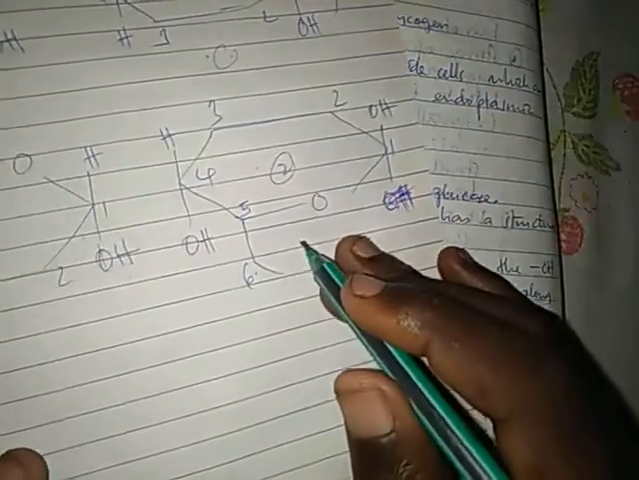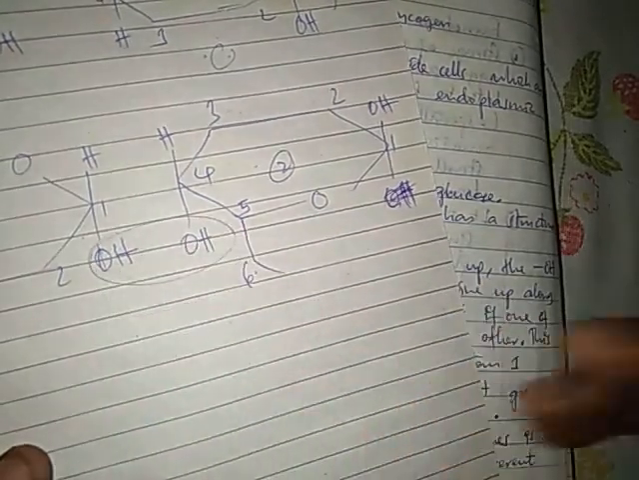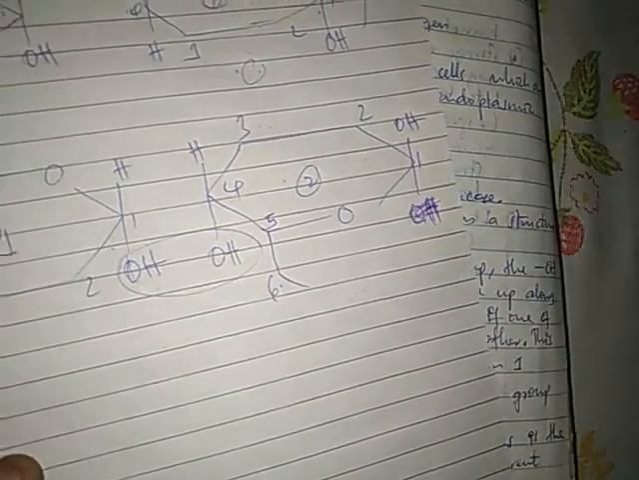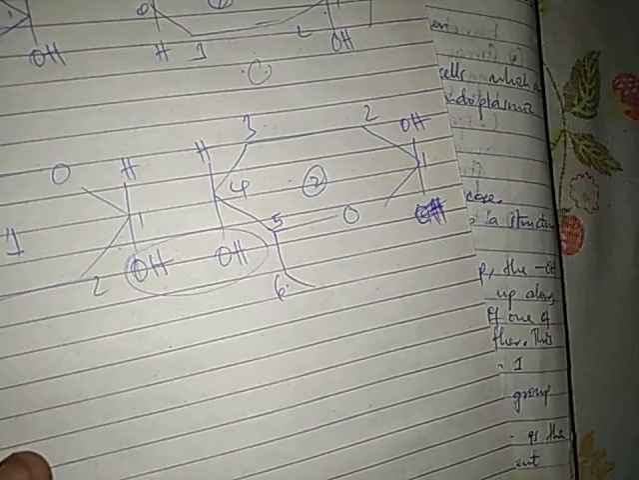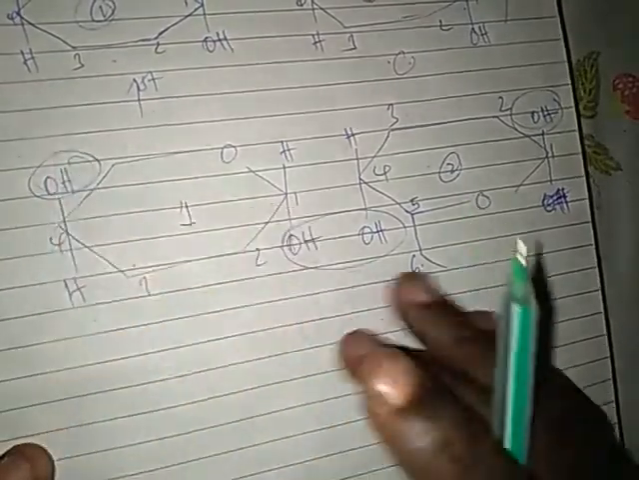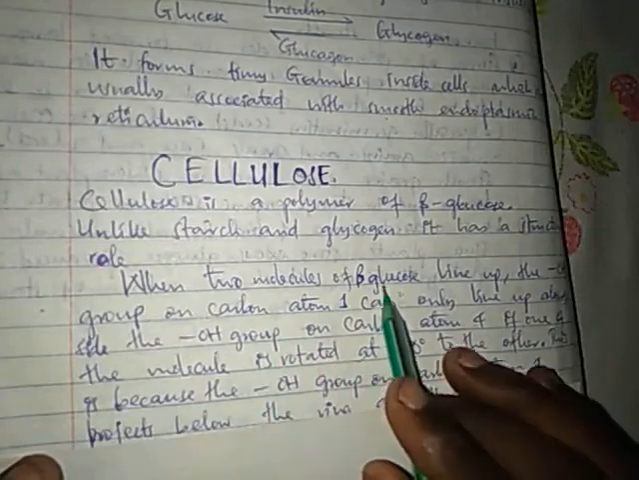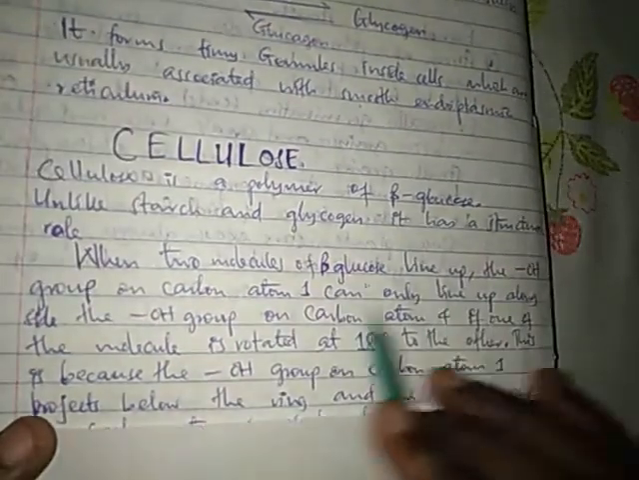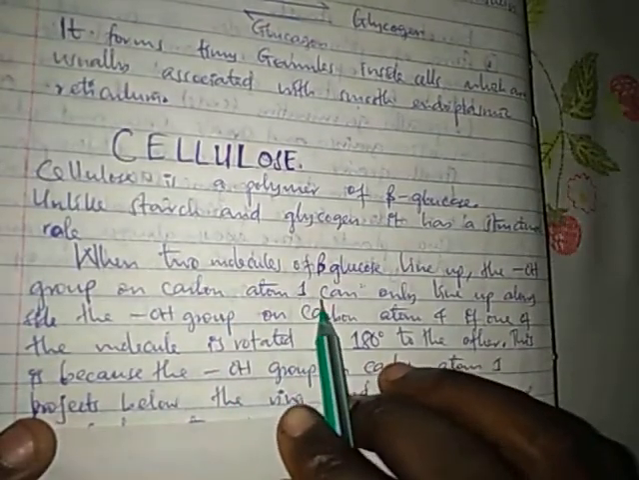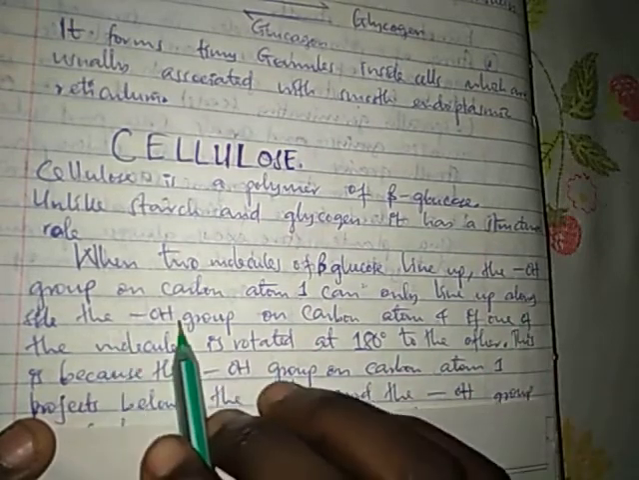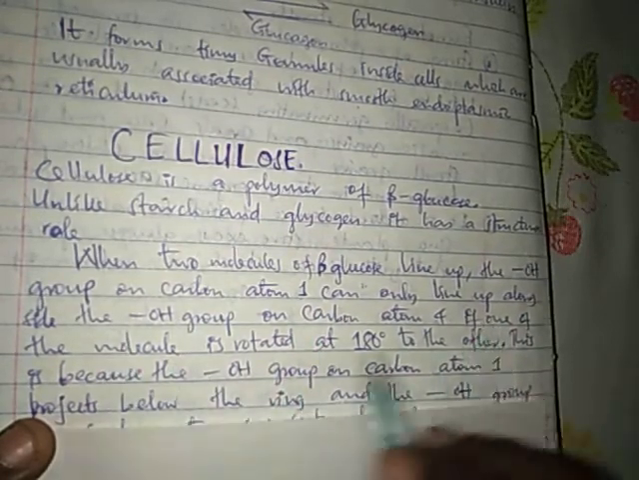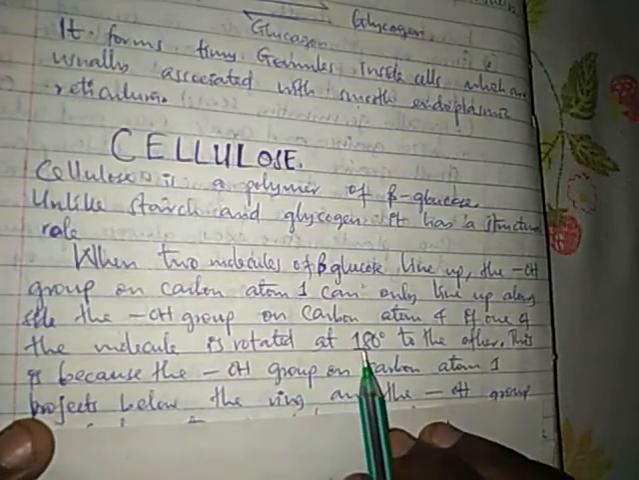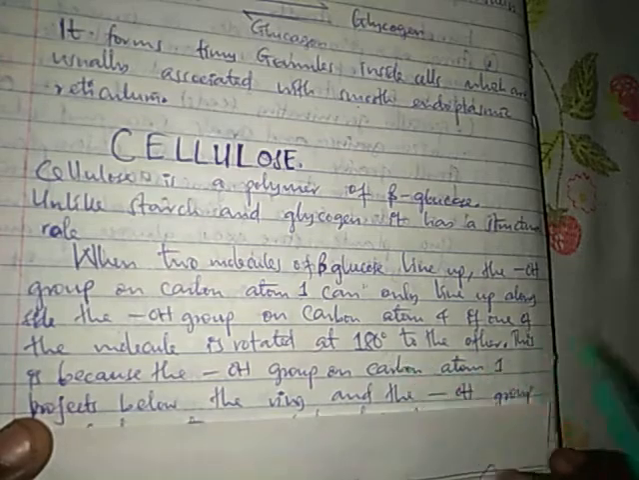The coming molecule, we want these to project on one side, and as you can see here, the hydroxyl group of this molecule also projects on the same side as the hydroxyl group. So according to this sentence, when two molecules of beta glucose line up, the hydroxyl group on carbon atom 1 can only line up along the side of the hydroxyl group on carbon atom 4 if one of the molecules is rotated. So you rotate one molecule 180 degrees to the other.